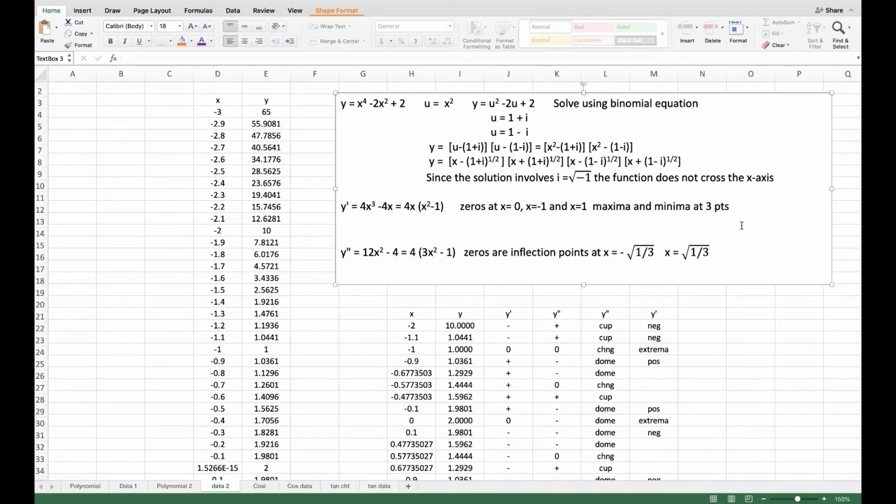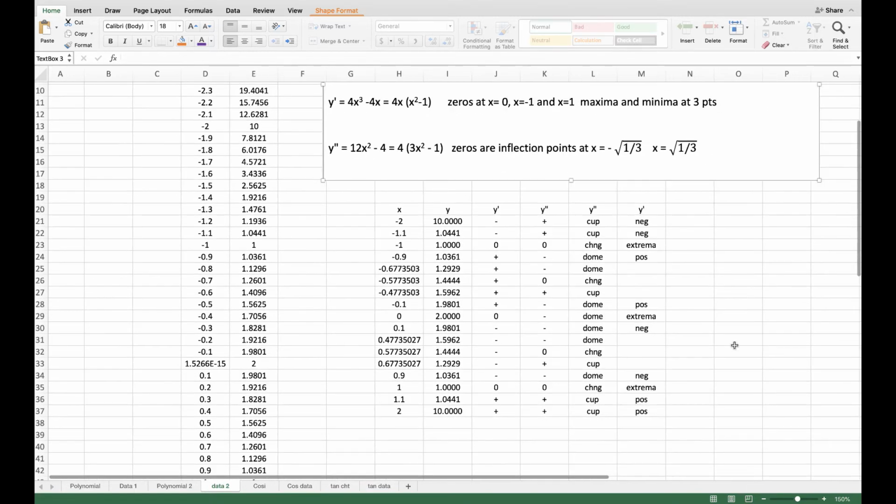So you've got 3 extrema and 2 inflection points, and that makes sense. We have an inflection point at x equals negative square root of 1/3, and another zero, or inflection point, at positive square root of 1/3.